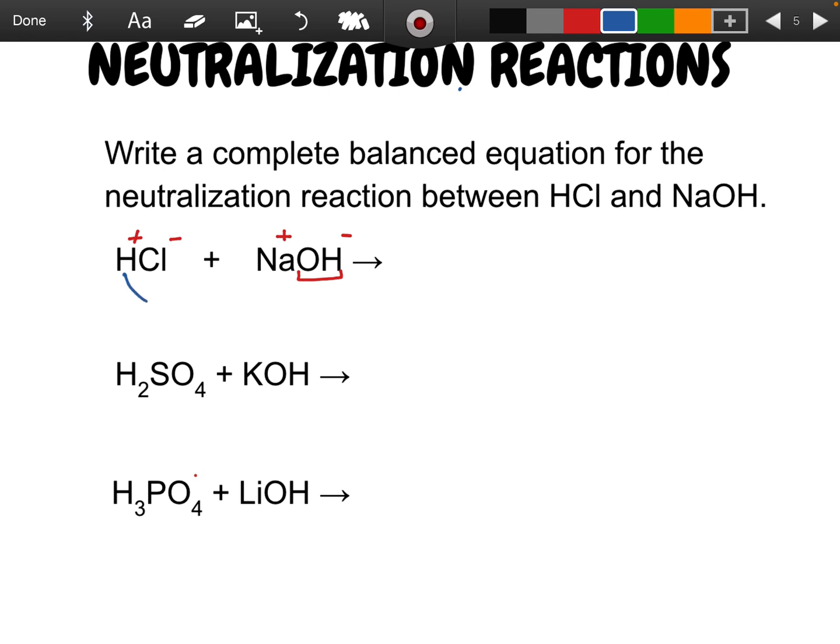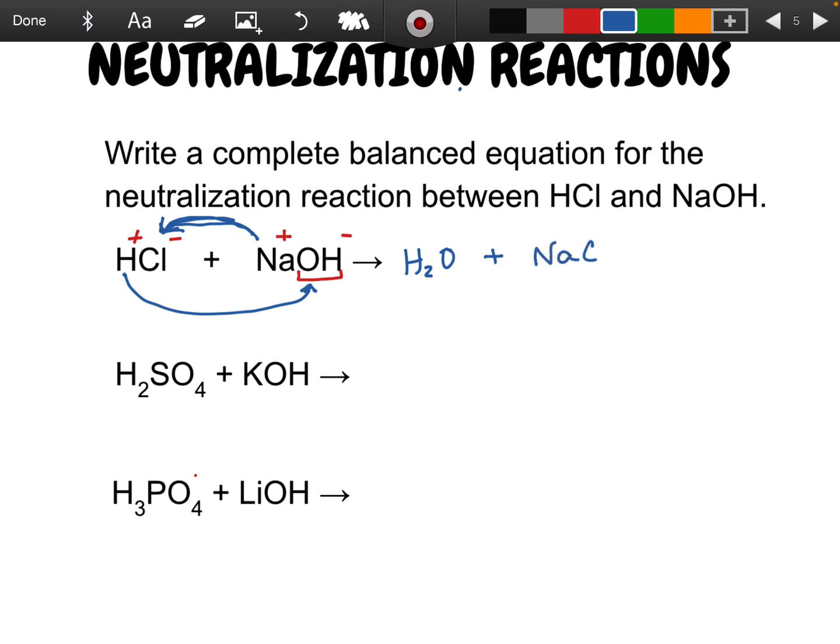So now we're going to do our double replacement. The positive from one is going to combine with the negative from the other. The positive from the second compound will combine with the negative from the other. So if we have HOH, that would be our water. And then in this case, the ionic salt is going to be the Na plus the Cl.